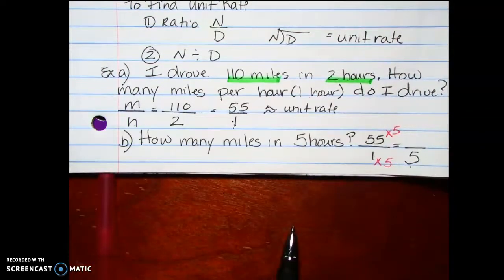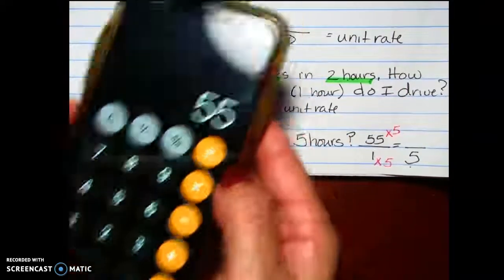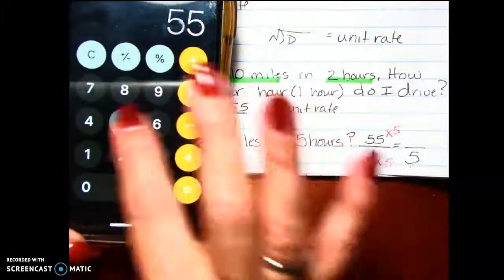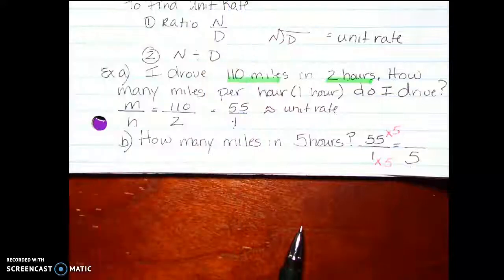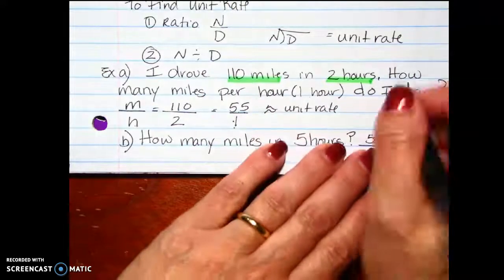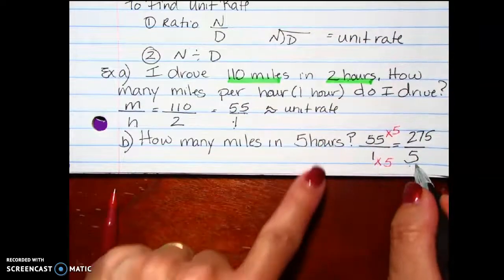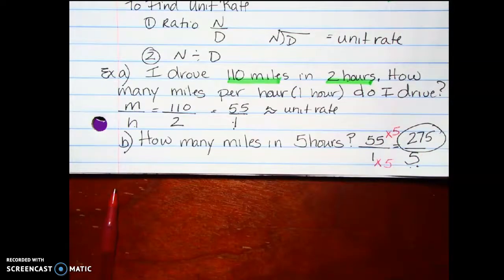Ooh, guess what? I'll take out my calculator. Since Mrs. Dawson says it's okay, why not use it? I say go for it. 55 times 5 equals 275 miles in 5 hours. And that is unit rate.